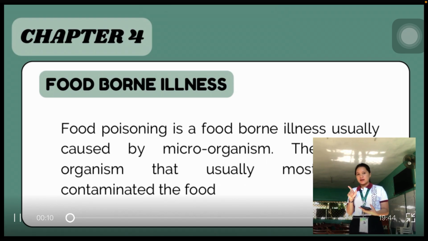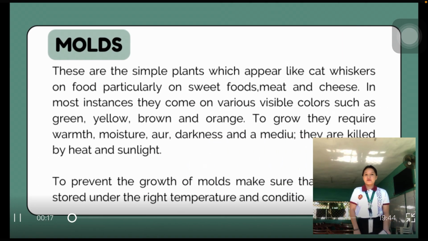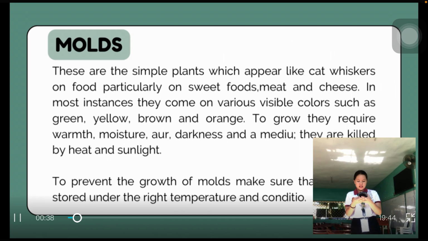That caused by microorganisms. And there are 3 microorganisms that most often contaminate the food. First, we have the molds. Molds are simple plants which appear like cat whiskers on a food, particularly sweet food, meat, and cheese. And in most instances, they have visible colors like green, orange, brown, and yellow.